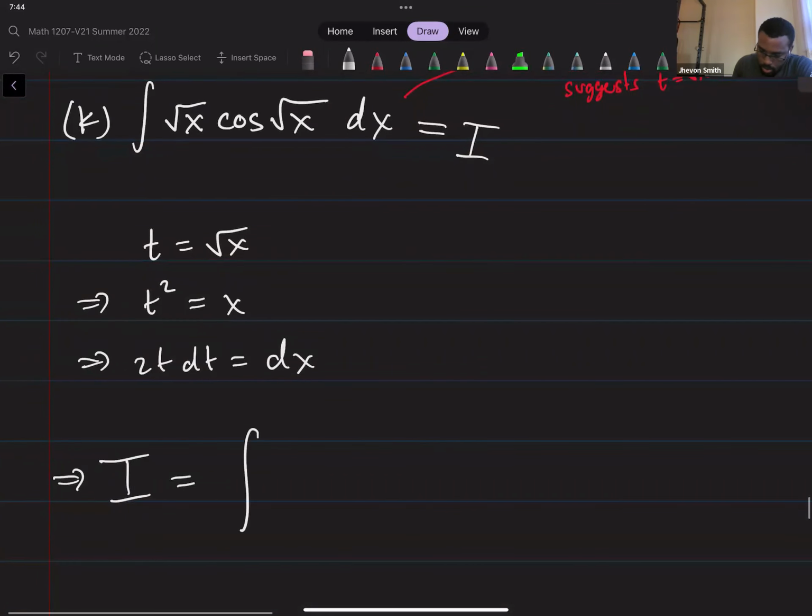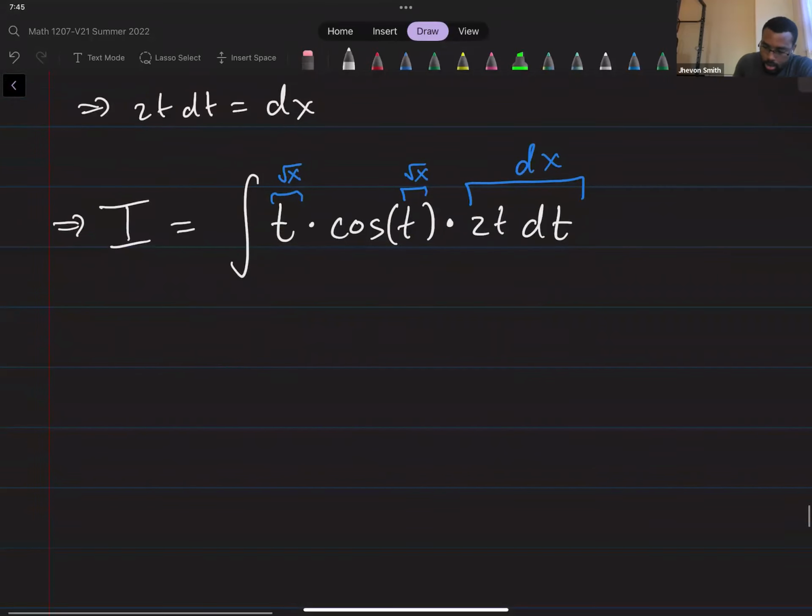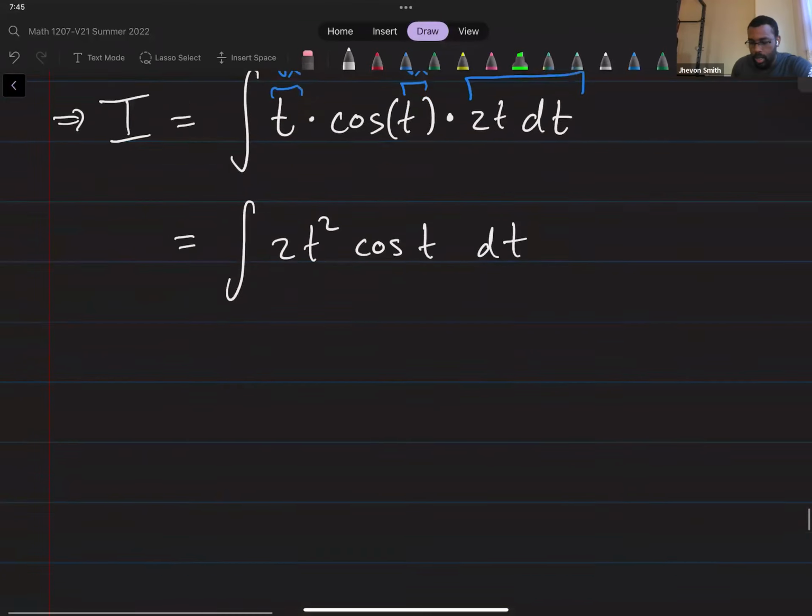So radical x is just t. And I have my cosine of t. And then my dx is 2t dt. So this here is your dx. This here is your rad x. This here is also your rad x. So this integral just becomes the integral of 2t squared cosine t dt.